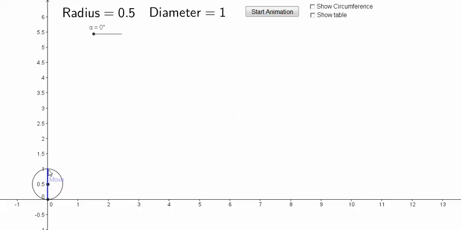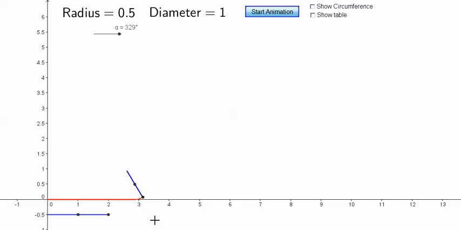So I've got a circle here. It's got a diameter of 1, and it's got a radius there of a half, 0.5, and you can see that you've got the circumference, which is the outside length of the circle. And we're going to see whether there's any connection between the diameter of the circle and the circumference. And to do that, I've got a little animation so we can see what the circumference is of this circle if I roll it out.